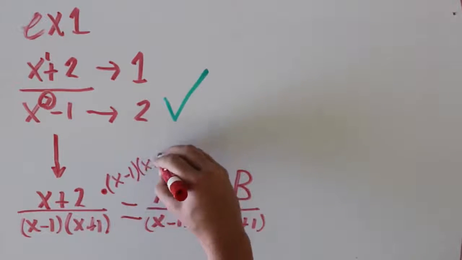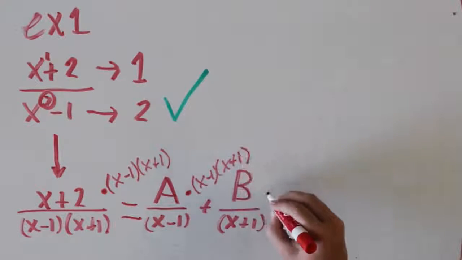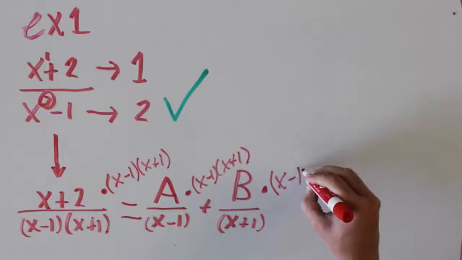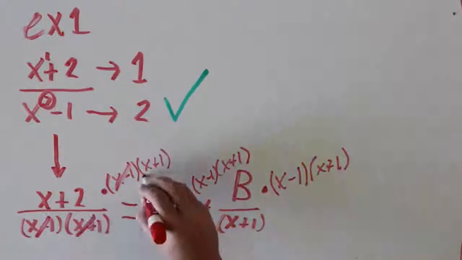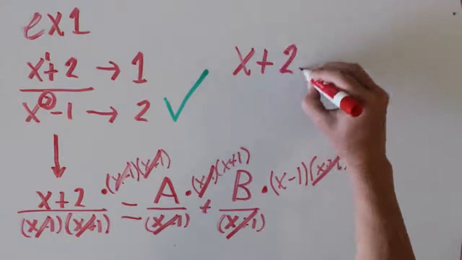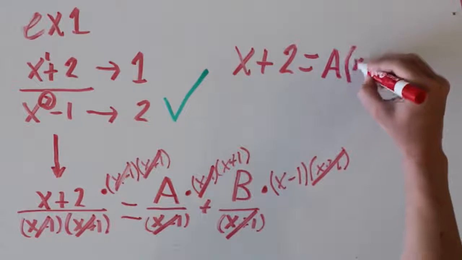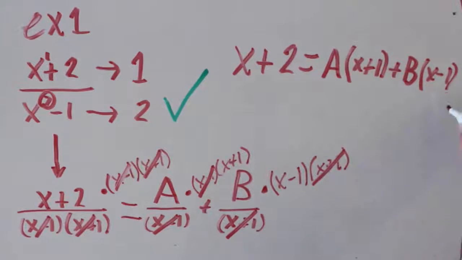To simplify, we will multiply both sides by the denominator of the left side, so x minus 1 times x plus 1. If we simplify the fraction, we get that the equation is x plus 2 equals a times x plus 1 plus b times x minus 1. We're going to take this equation and go to the next page with it.